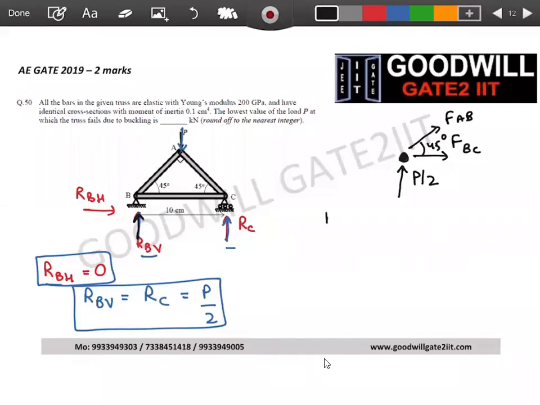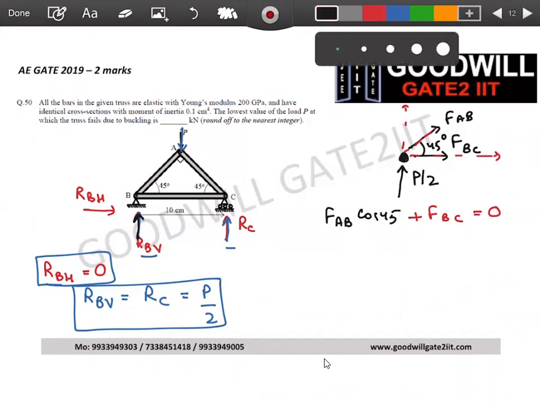So what we got is FAB cos 45, going in the right direction. If you resolve this component, one in X and one in Y, cos and sine, plus F of BC equals 0. Both of these things you don't know. You don't know FBC, you don't know FAB. Now let's try this in vertical. If you go in vertical, you directly have FAB.